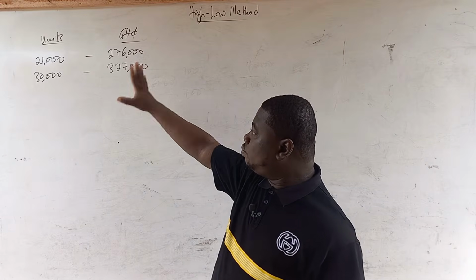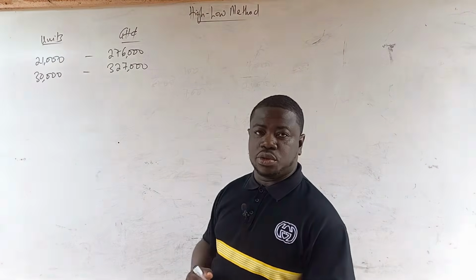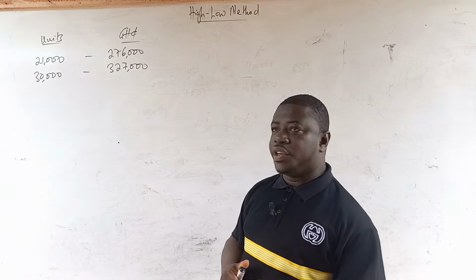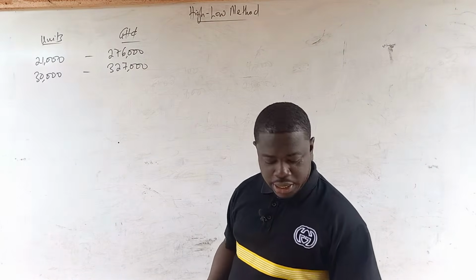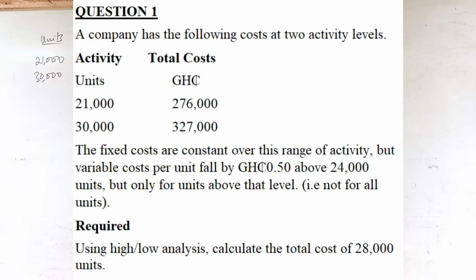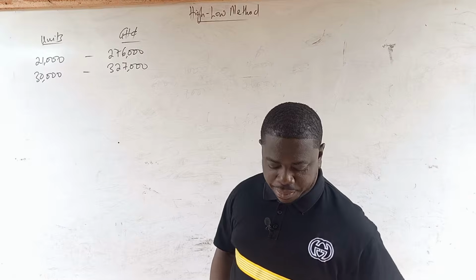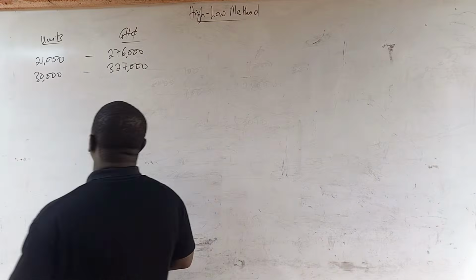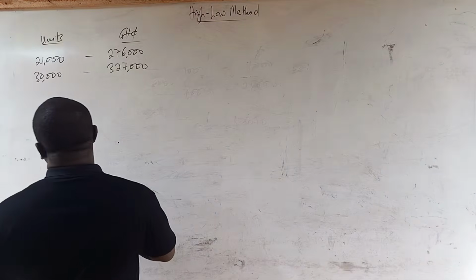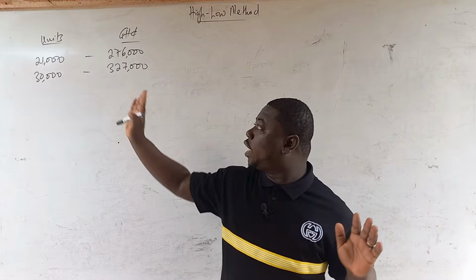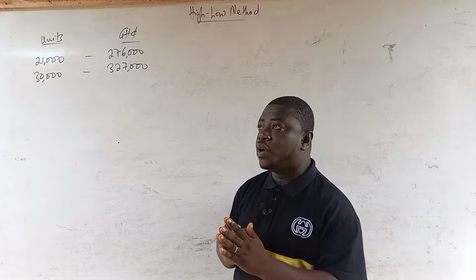Now, this would have been easier to solve if there were no clauses of increase or decrease in variable costs. But here we are told that the fixed costs are constant over this range of activity level, but variable cost per unit falls by 50 pesewas, that is 0.5 Ghana cedis, above 24,000 units, but only for units above that level. So that is not for all. So what it means is that we don't know the variable cost per unit. It's something that we are now going to find.